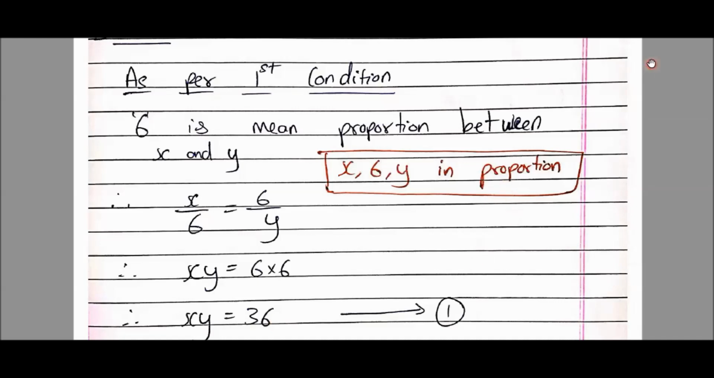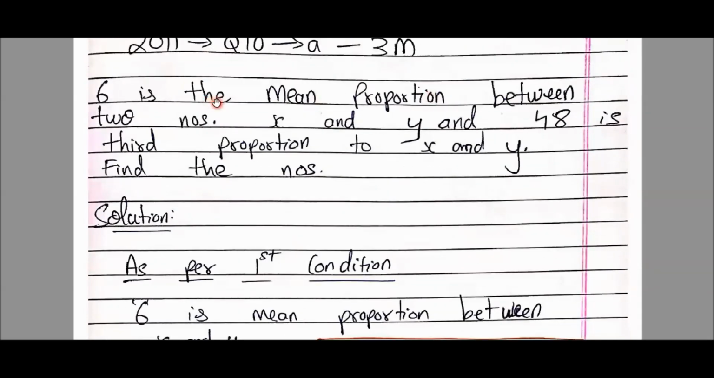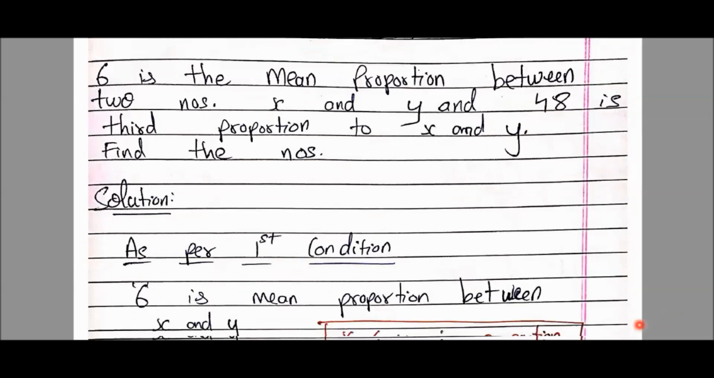Okay. Now once again, let's come back to the question. What was the question? Because we read only the first case. First thing was 6 is the mean proportional between X and Y. Next, now see the cursor. And 48 is third proportion to X and Y. 48 is the third proportional to X and Y. मतलब third number पे 48 आता है. There are total three things. First is X, second is Y, and third is 48. So let's see our second condition.